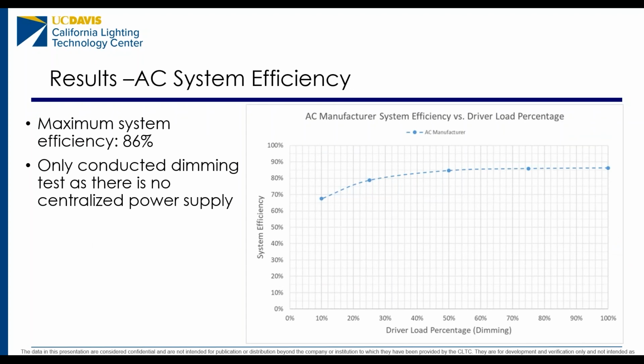So for the baseline AC system, we only conducted the dimming test as there's no centralized power supply to remove luminaires from. So the sequential test didn't really make sense. The only source of power loss in the AC system was from the AC to DC conversion at the driver, and this system was able to achieve a maximum efficiency of 86%.